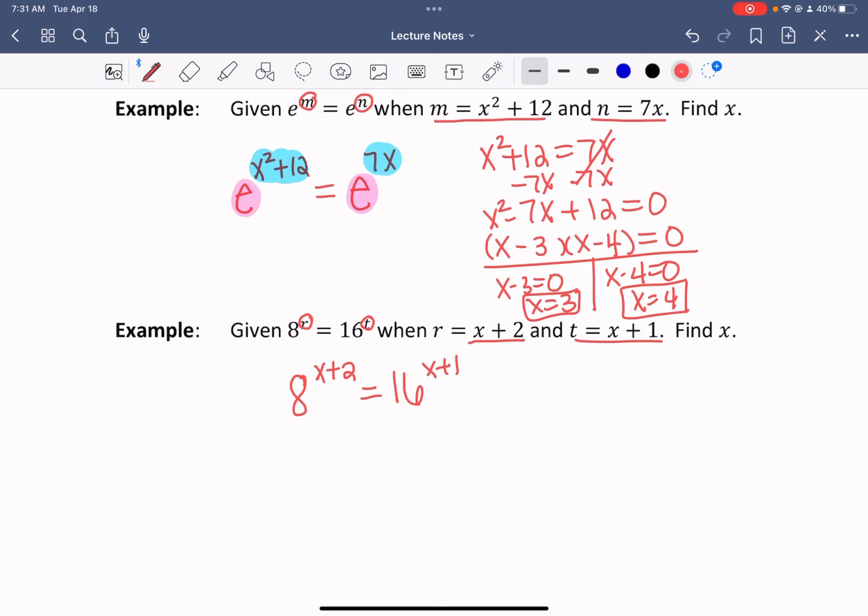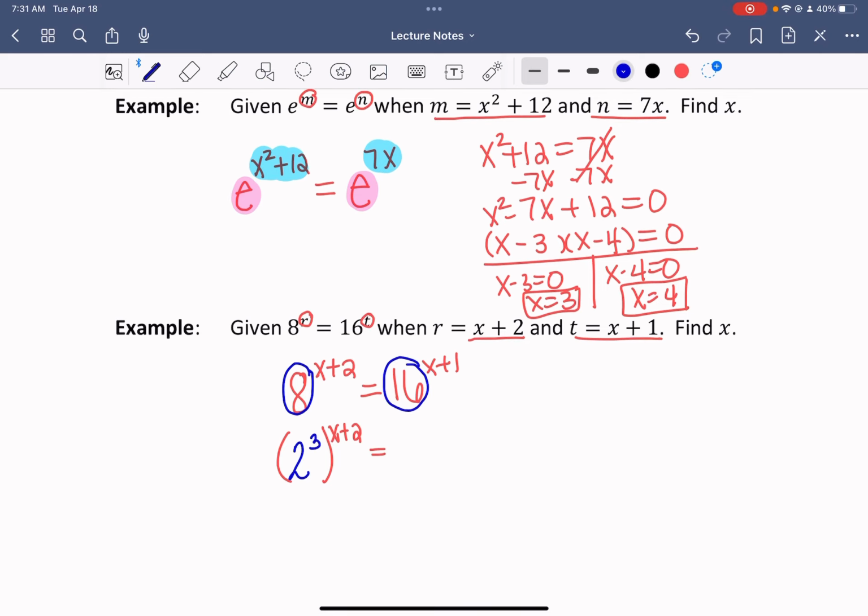Next, I want to turn this into a same base situation. So let's think about 8 and 16, and let's make those numbers smaller. Let's turn this 8 into a base 2. From earlier, we saw that 8 is equal to 2 cubed, but we are raising this to the x plus 2. And then we're going to look at that 16, and again, using your on-screen calculator, you could find out that 2 to the 4th is 16.